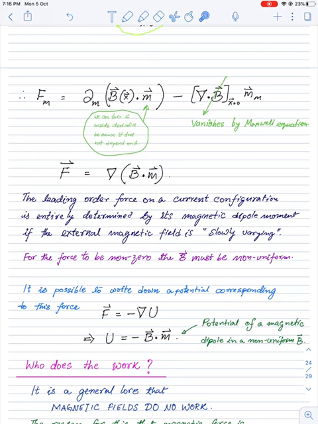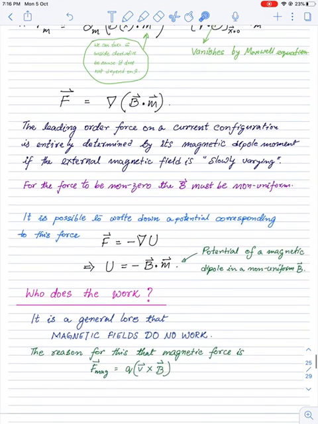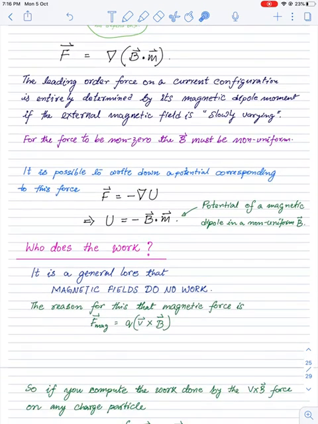So a current configuration with a non-zero magnetic moment will experience a force, and the potential for that force is given by minus B dot M. This is again a sign convention, the usual sign convention. So for a non-uniform magnetic field, the current carrying conductor can experience a force.